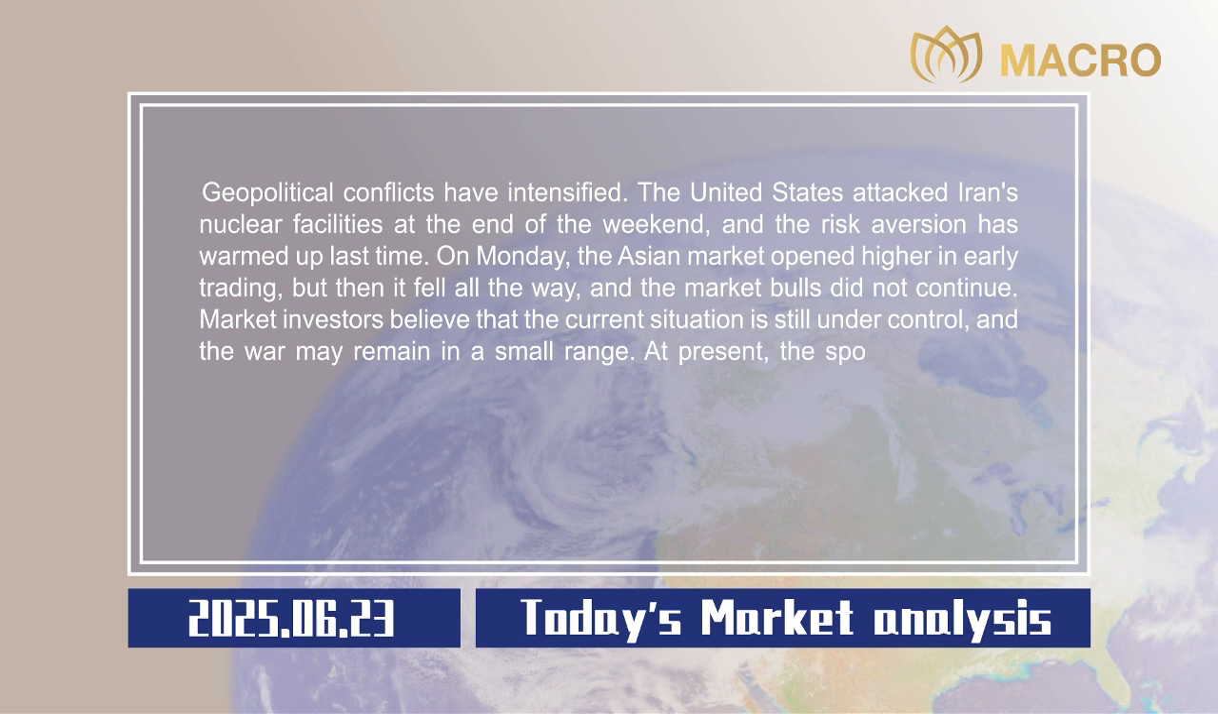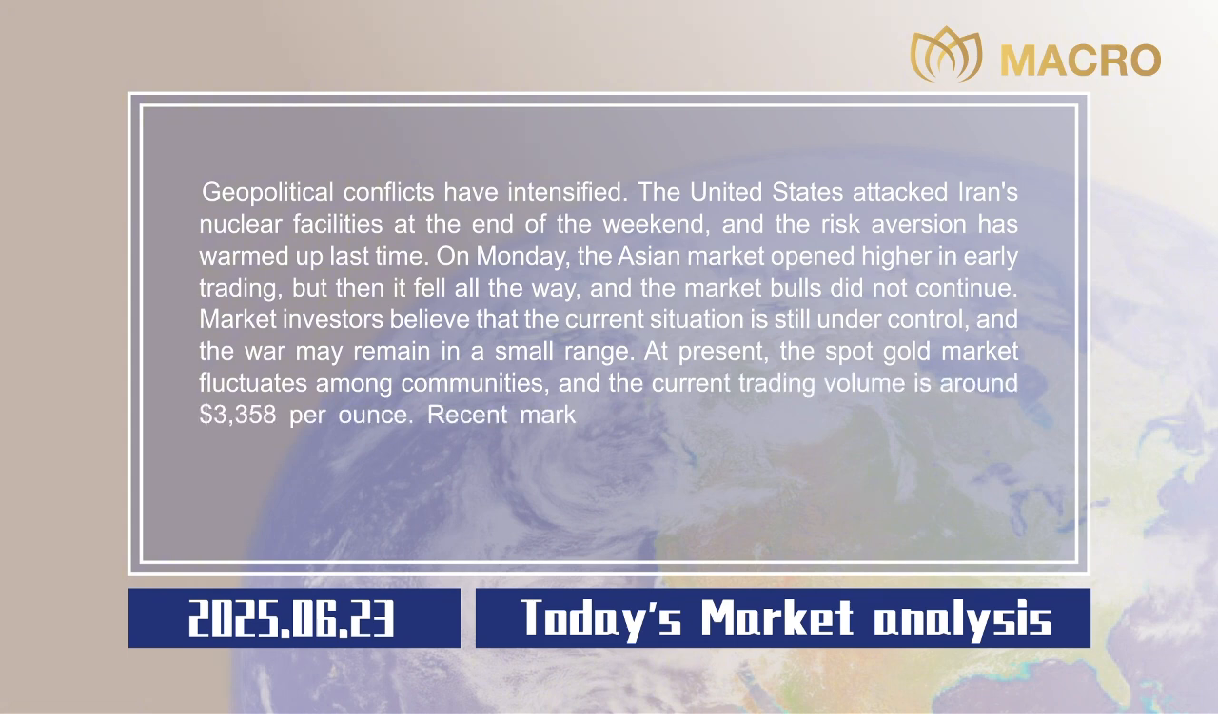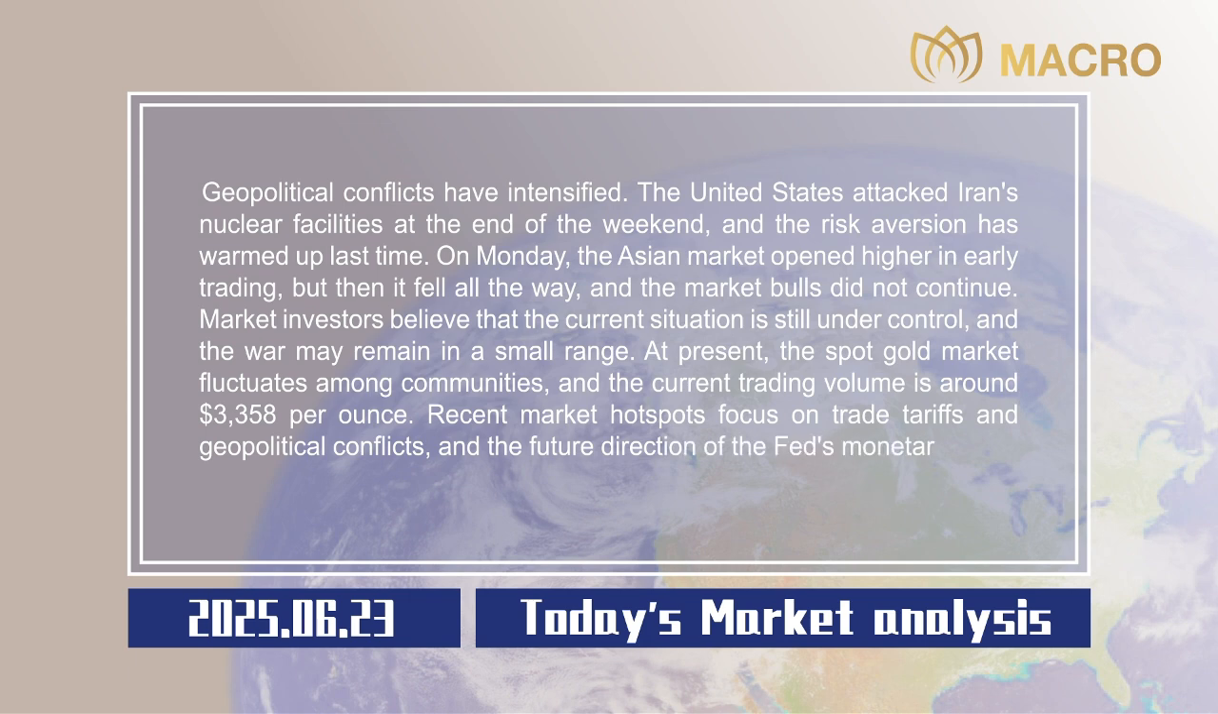At present, the spot gold market fluctuates, and the current trading price is around $3,358 per ounce. Recent market hotspots focus on trade tariffs and geopolitical conflicts, and the future direction of the Fed's monetary policy will also affect the market direction.